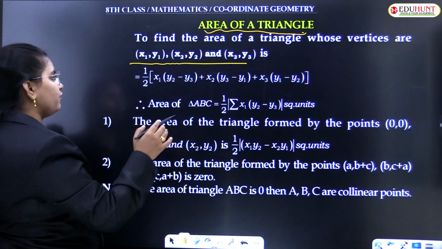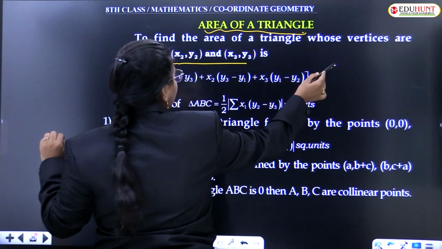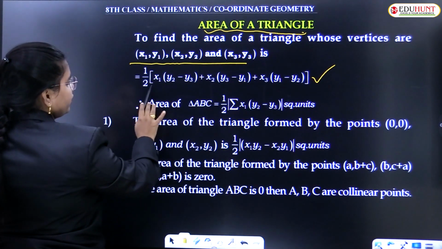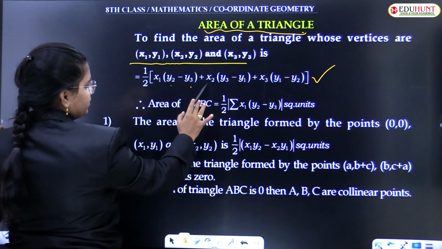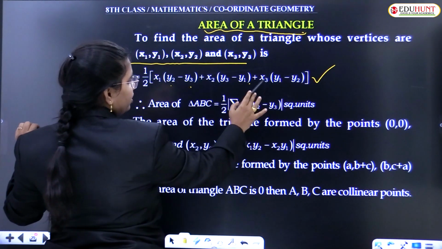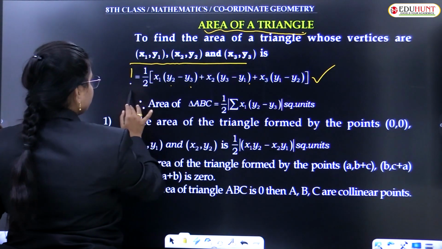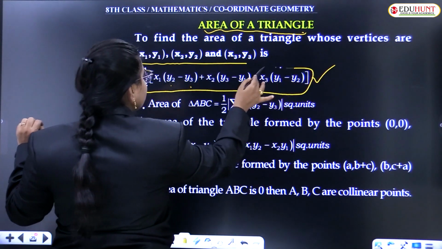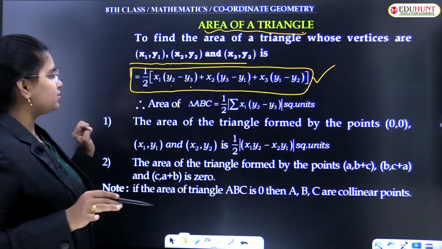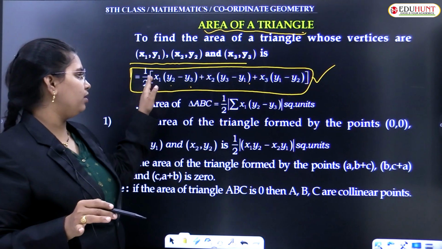Then we can find the area of the triangle by using half into x1 into y2 minus y3 plus x2 into y3 minus y1 plus x3 into y1 minus y2. This is the area of triangle formula.